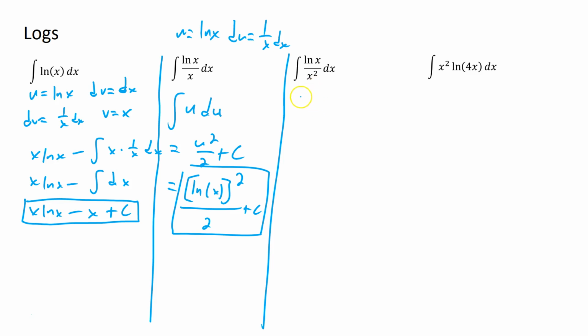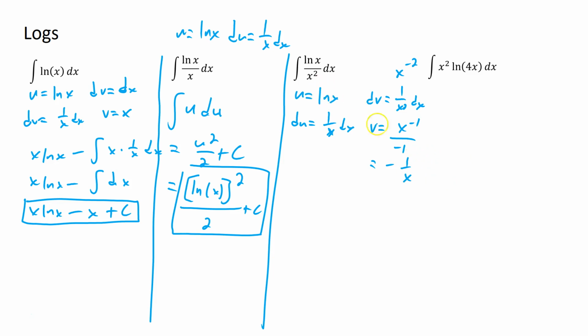So I'm going to think about LIPET. Good choice for u: log is number 1. So let's do ln x. Then du is 1 over x dx. And dv then is everything else. So u is ln x, so then everything else is 1 over x squared dx. That is x to the negative 2. Antiderivative of x to the negative 2, we add 1 and divide by the same. So v would be x to the negative 1 over negative 1. Or we could write that a little bit better. That would just be negative 1 over x.